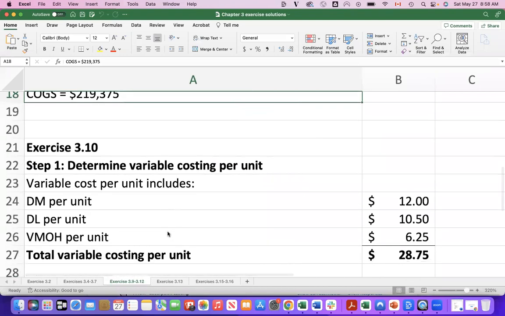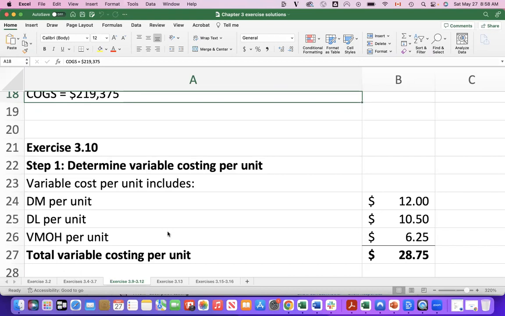Under variable costing, our product cost is just that, all of our variable costs. So direct materials, that's going to be variable. Direct labor, that's going to be variable. And variable manufacturing overhead, obviously, that's going to be variable. If there were any other variable costs here, then we would include them in this calculation to determine our variable product cost per unit.